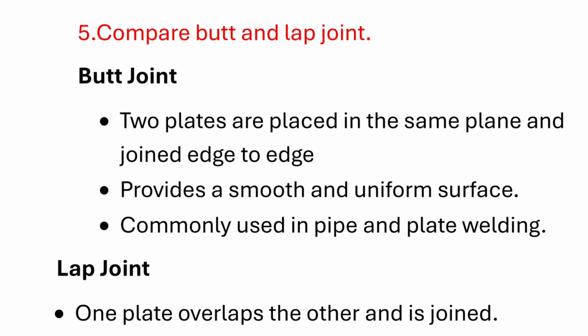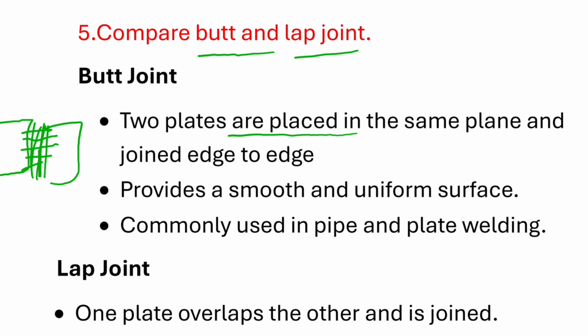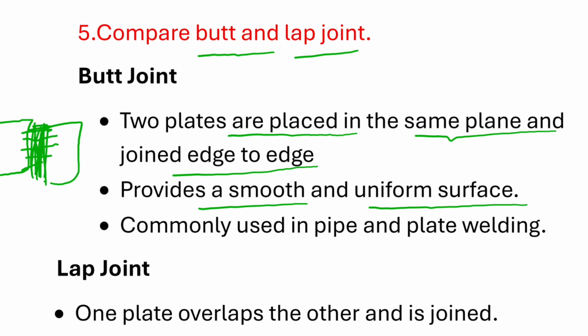Next is to compare butt and lap joints. A butt joint is where there are two plates. You place the two plates in the same plane and join the edges of both. Joining this portion is what we call a butt joint. It provides a smooth and uniform surface, which we can use for pipes and plate welding.